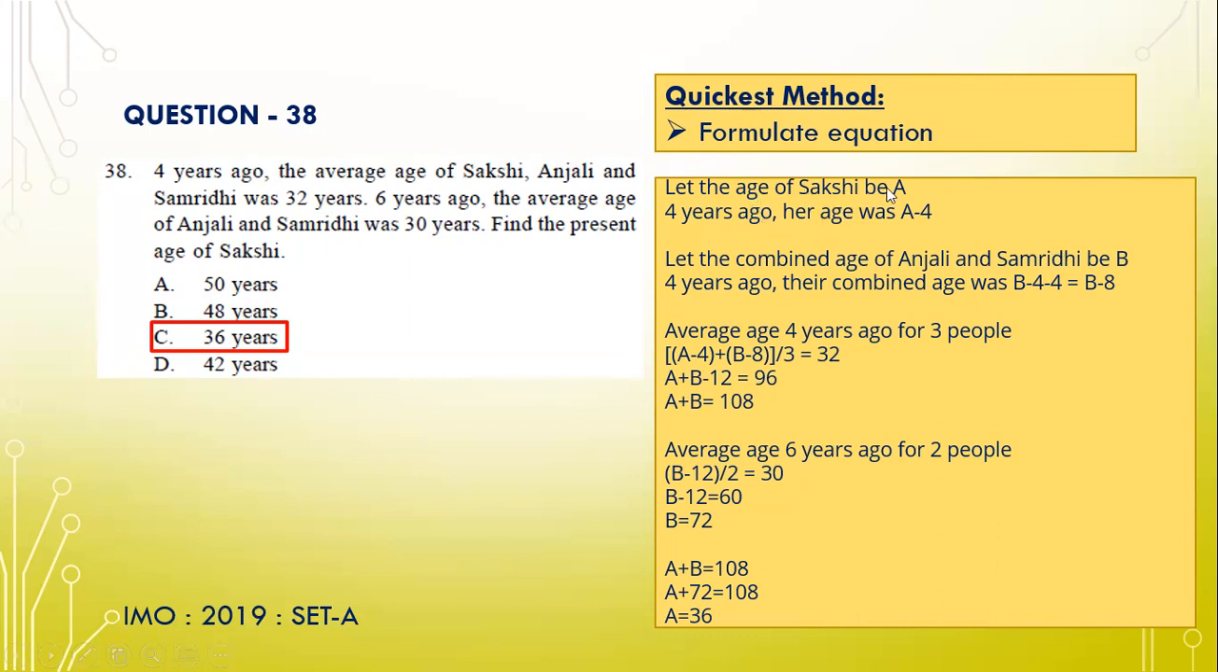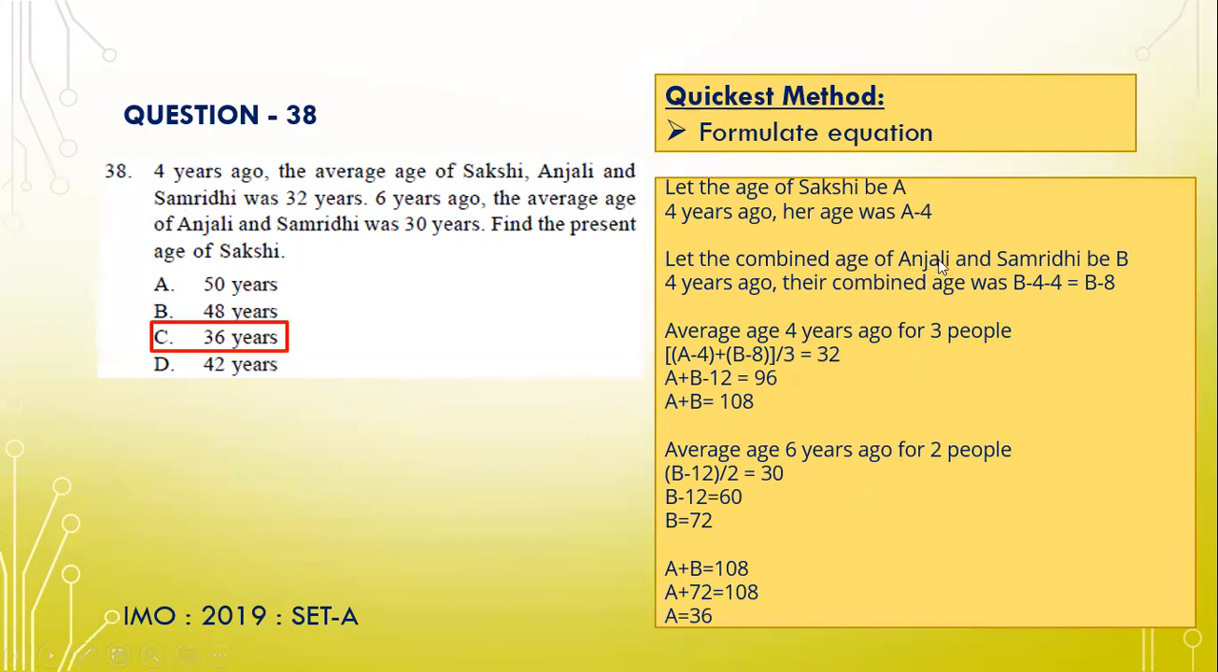Let the age of Sakshi be A. So 4 years ago, her age will be A minus 4, isn't it? If the current age is A, then 4 years ago, Sakshi's age will be A minus 4. Let the combined ages of Anjali and Samriddhi be B. Okay. So 4 years ago, their combined age will be B minus 4, isn't it?